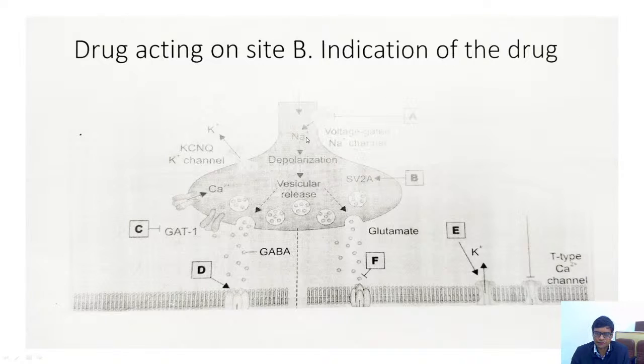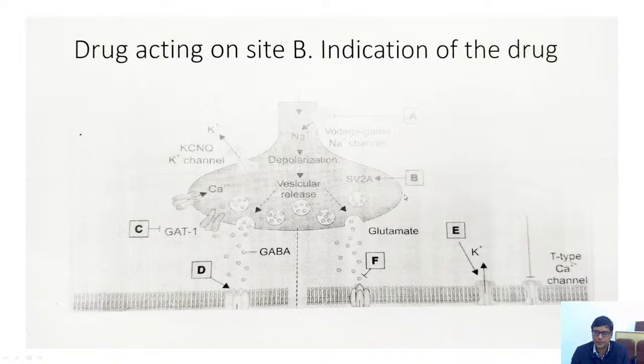Here we have a sodium channel. Here we are labeling it as site A. Here we have something called SV2A, and we have site B. Here we have GAT1, site C, D, E and F. The question being asked is drug acting on site B and indication of the drug.